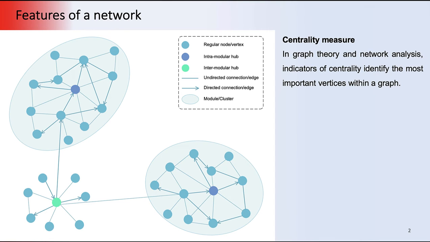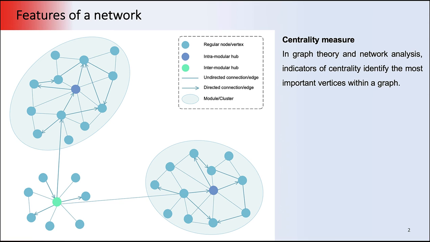But one of the critical analyses in network science is the identification of key players within each module and the entire network. To this purpose, in graph theory and network analysis, we apply centrality measures and indices to identify the most important vertices within a graph.